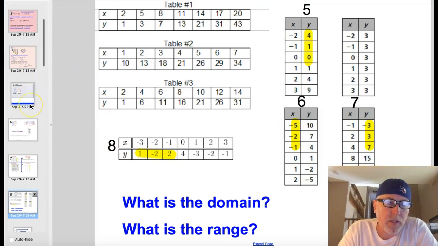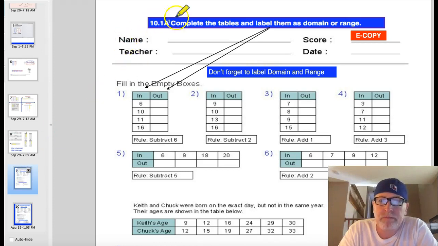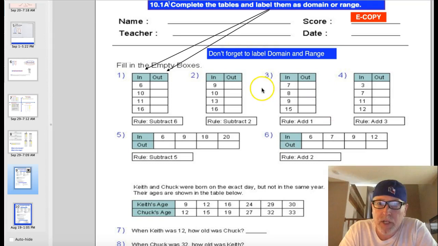All right, you're going to go ahead and work on a worksheet and then upload that. Here's the worksheet. A couple of notes on it. First thing you're going to want to note is that you're supposed to complete the charts, complete the function tables, and then also label them as domain and range. So you can label this as domain, and this is range. You can do D and R. That's all you need to do.